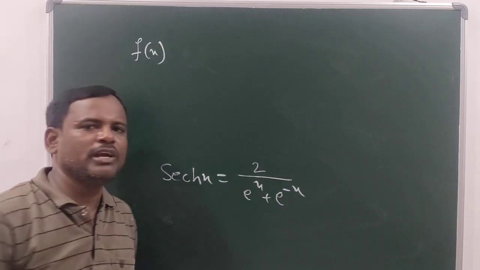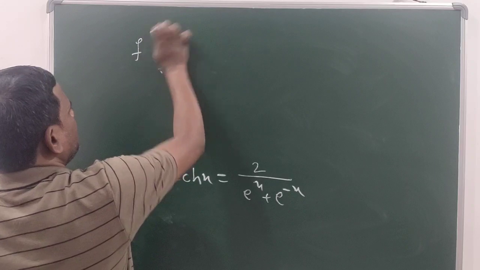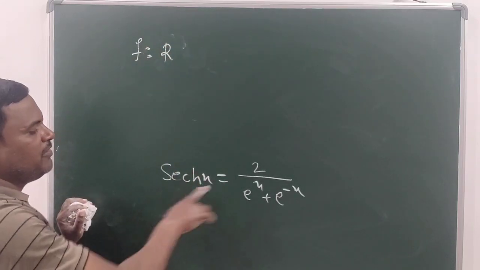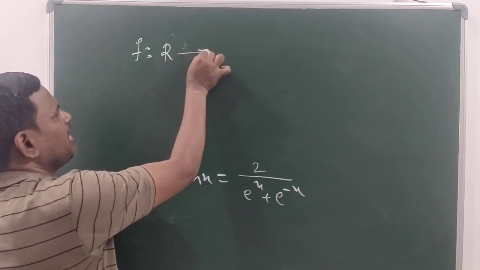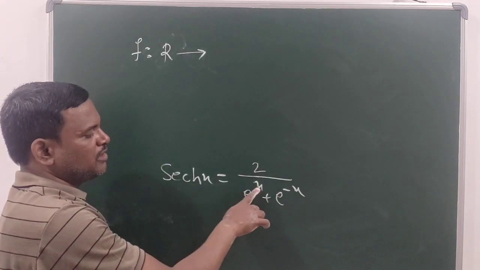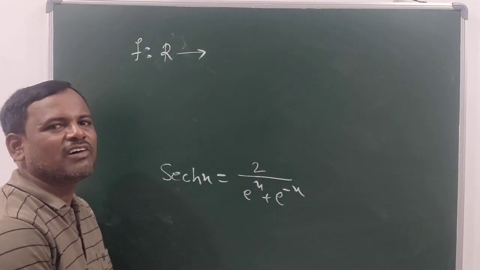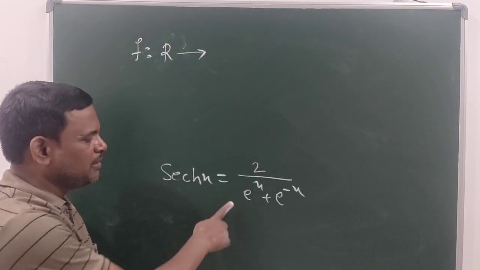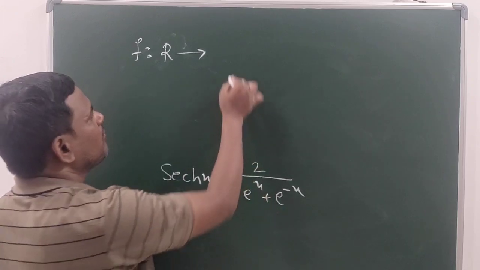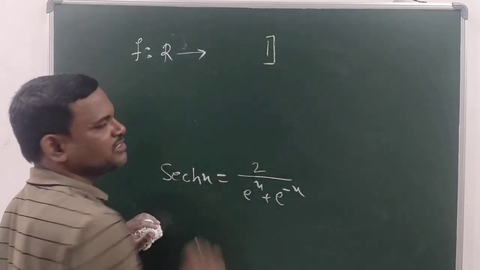Now tell me its domain. It is defined on the entire real number set. f is a mapping from R. It will be defined on the entire real number set, whereas range will be, tell me students, so when you put x equal to 0, you are getting denominator 1. Am I right? e power 0 becomes 1, e power minus 0 becomes 1. 1 plus 1, 2, 2 to cancel. 1 you will get. So that will be the maximum in its range.